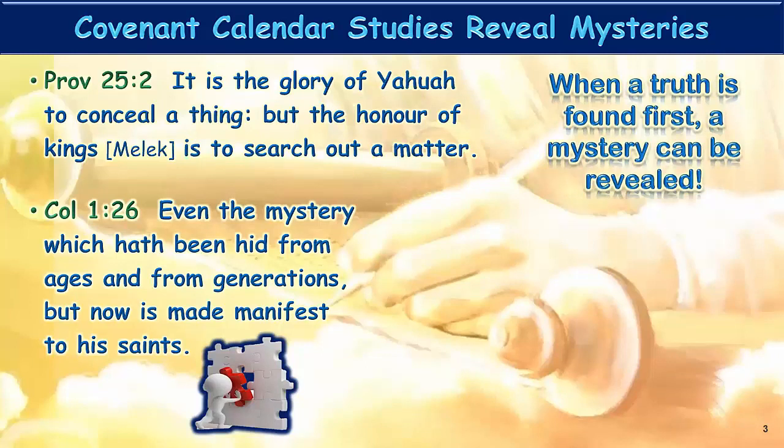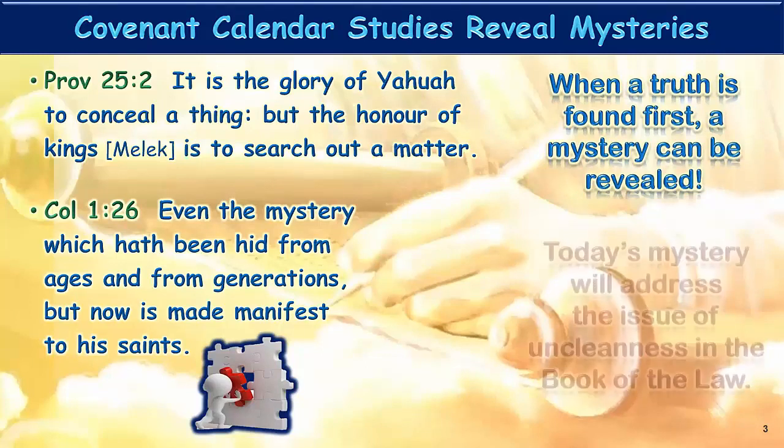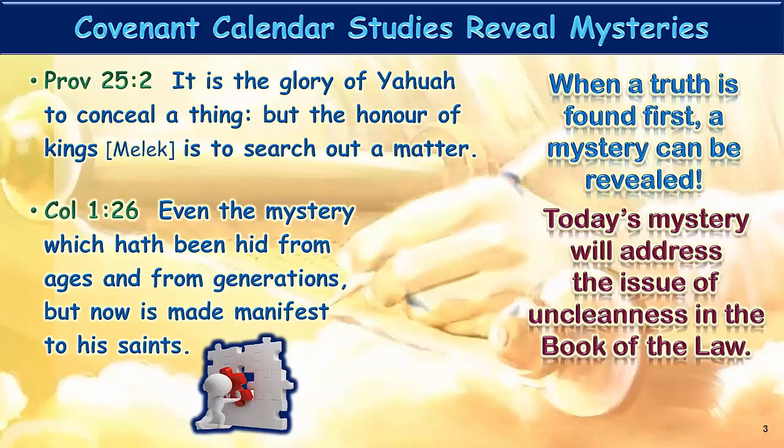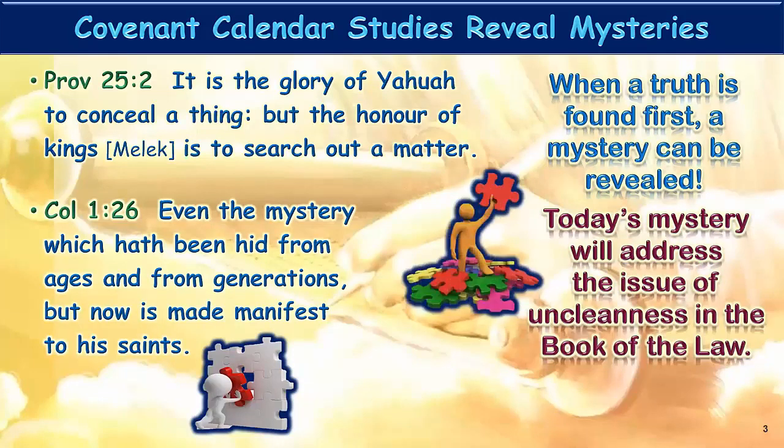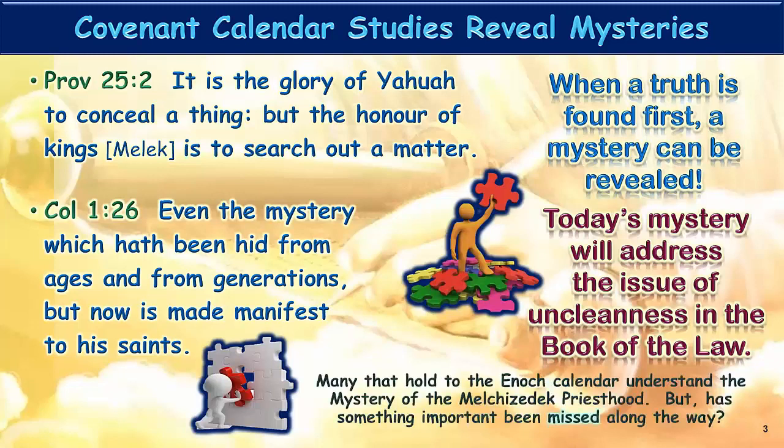When a truth is found first, a mystery can be revealed. Today's mystery will address the issue of uncleanliness in the Book of the Law. Many that hold to the Enoch calendar understand the mystery of the Melchizedek priesthood, but has something important been missed along the way? Is there something that is missing?